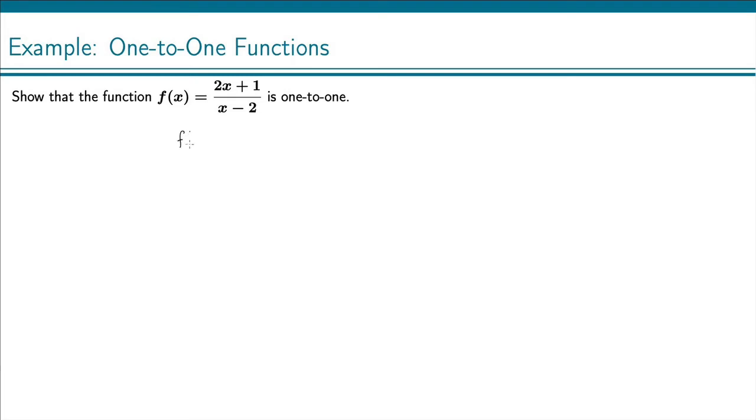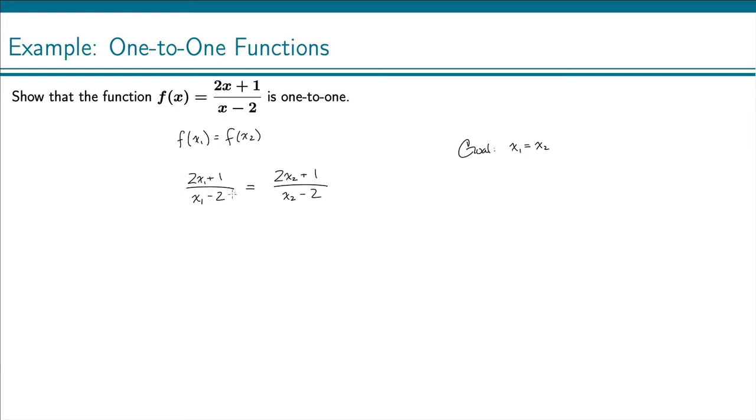And we're going to start with f of x1 equals f of x2. And to show that a function is one-to-one, you need to show that this leads to x1 equaling x2. So we're going to go ahead and do that here. F of x1 in this function is 2x1 plus 1 over x1 minus 2. And that is equal to, now, f of x2, 2x2 plus 1 over x2 minus 2. Now our goal, and I'll write this over here, is to end up with x1 equals x2 to show that this is one-to-one.